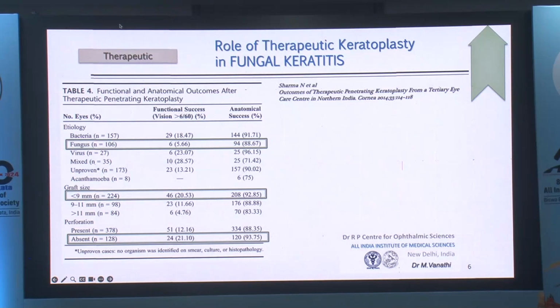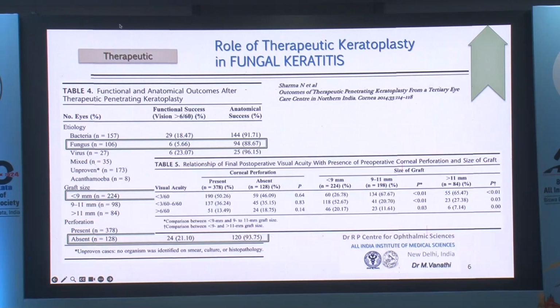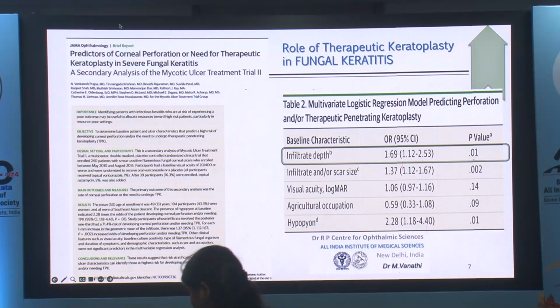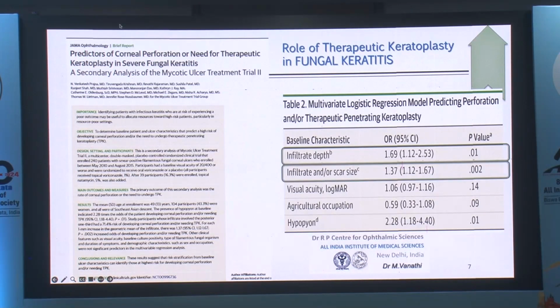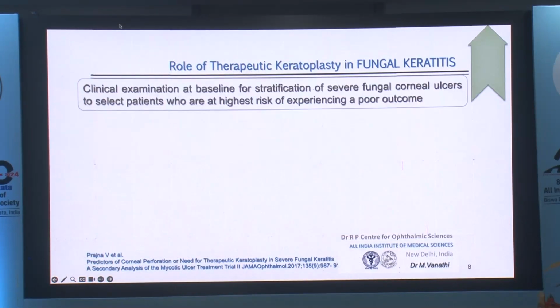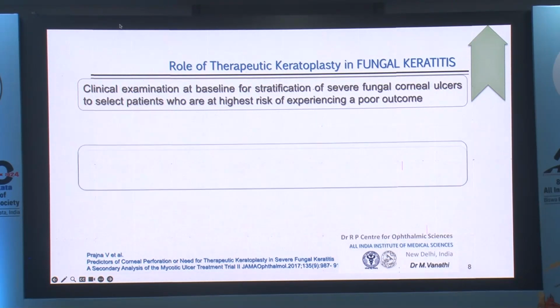Whenever they are large ulcers, ulcers over 7 to 8 millimeters will have a bad prognosis, and when those have perforated early, so when you take them again, their outcomes are going to be less favorable vis-a-vis when you do it earlier on in these patients. So looking at the predictors of corneal perforation for the need for therapeutic keratoplasty in severe fungal corneal ulcers, the depth of the infiltrate, size and scar, your visual acuity, the presence of a hypopyon are all significant factors which can influence the final outcome after you perform a therapeutic keratoplasty.